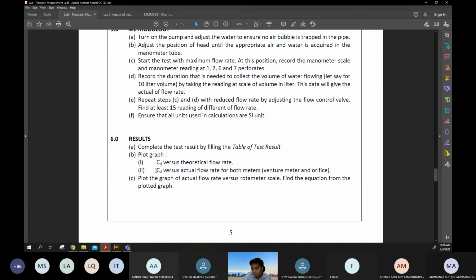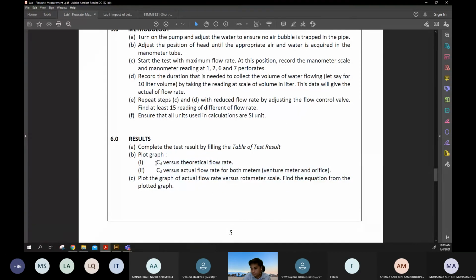My advice is you can use only one graph, and then label it: this line refers to venturi and the second line refers to orifice. So this is CD versus theoretical value. You can also do only one graph.